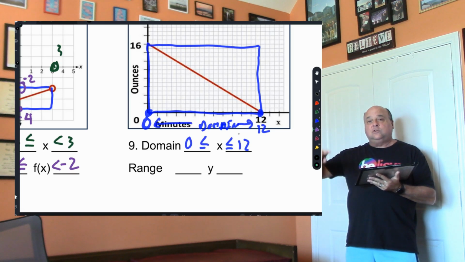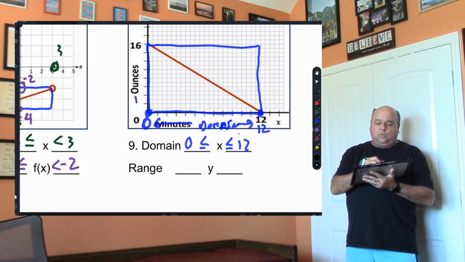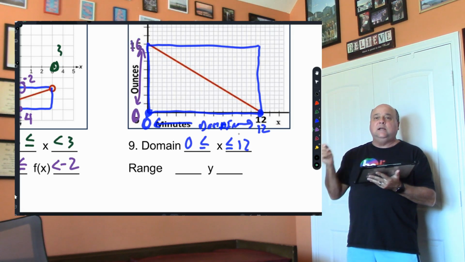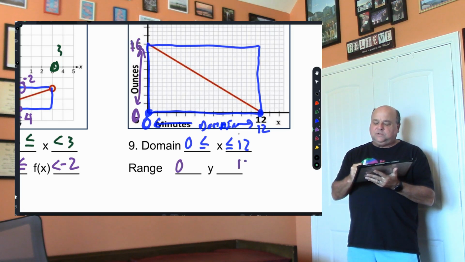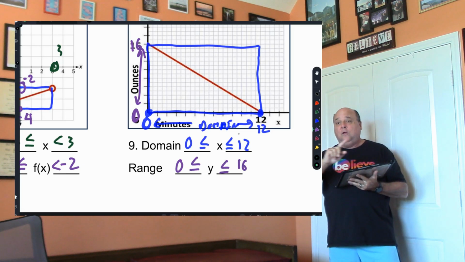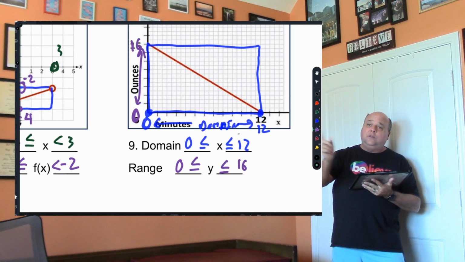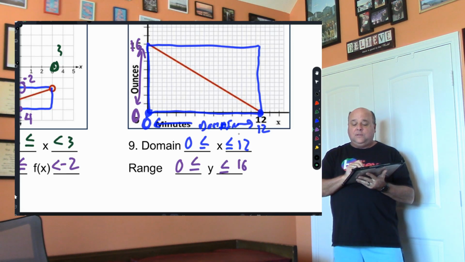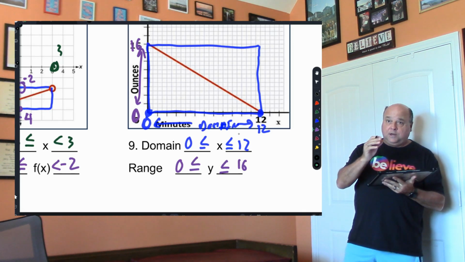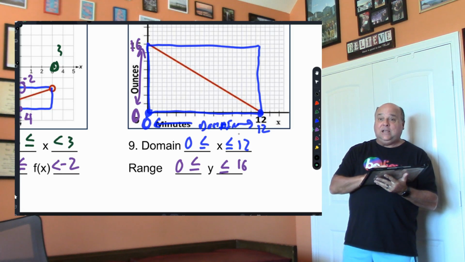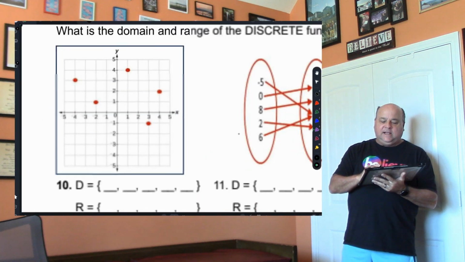My range goes from the bottom to the top. So right here is my range. It goes from 0 to 16, doesn't it? So my range goes from 0 to 16, and they both have less than or equals. So all the numbers larger than 0, all the numbers less than 16, all the numbers larger than 0, all the numbers less than 12 would be that in words. Go on to the next one.